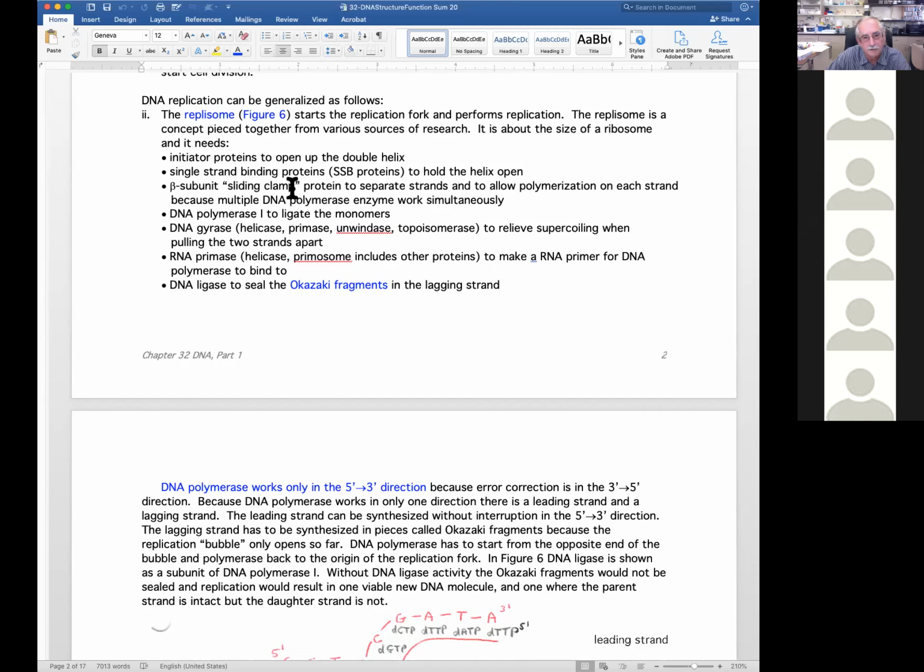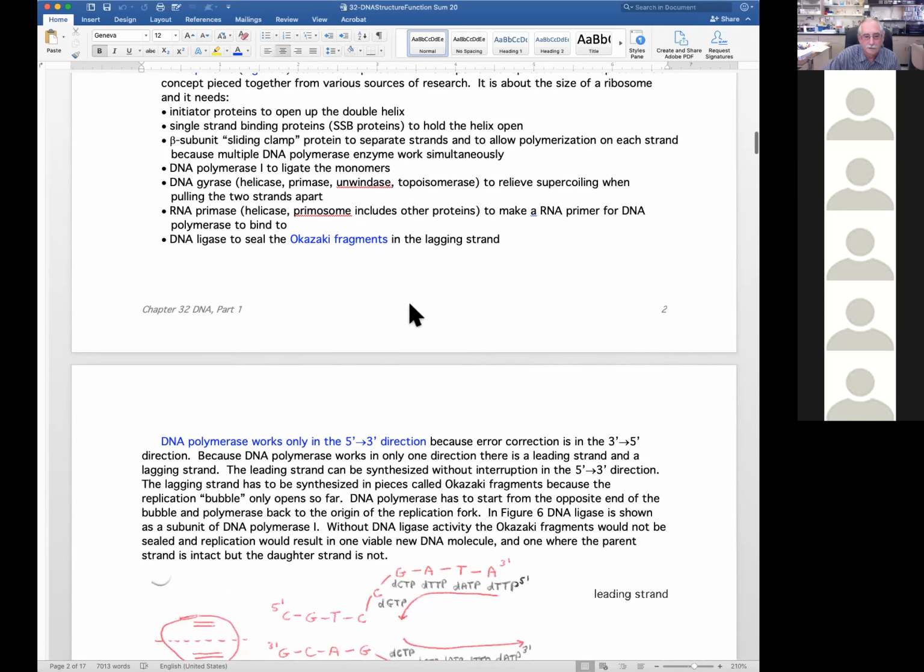Then there's a sliding clamp protein to separate the strands. Then you need a DNA polymerase to ligate the monomers, a DNA gyrase, and this has several different names, to relieve supercoiling. And then you need an RNA primase, and again, this has a couple of different names. And then you need DNA ligase to seal the Okazaki fragments.